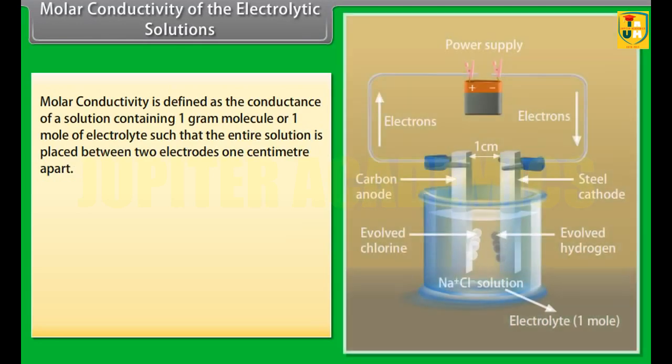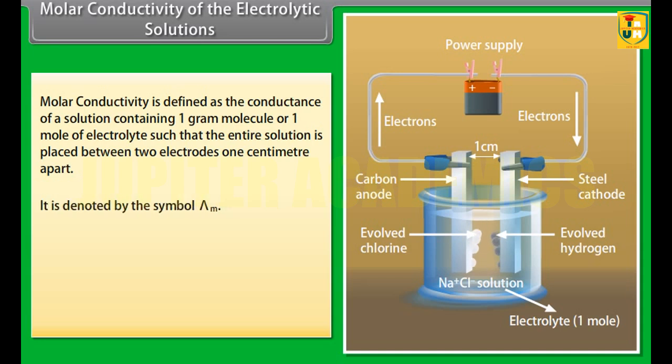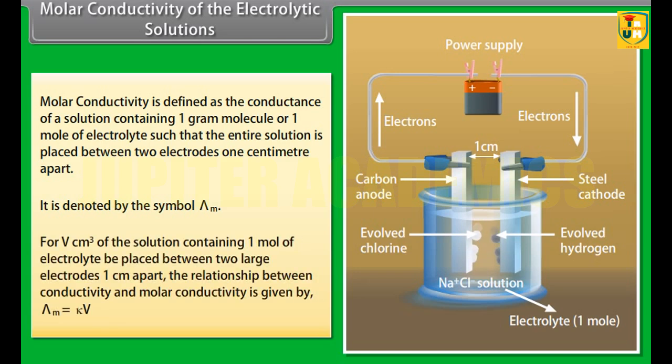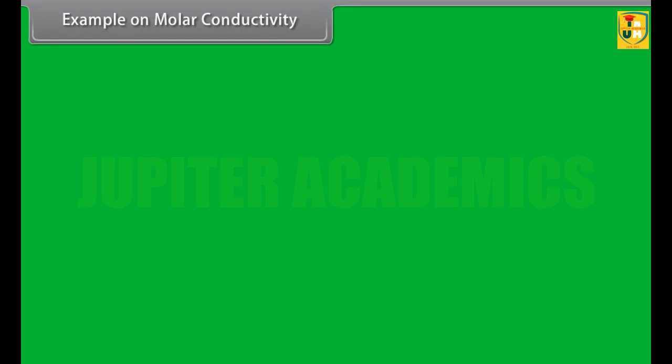Molar conductivity of the electrolytic solutions. Molar conductivity is defined as the conductance of a solution containing 1 gram molecule or 1 mole of electrolyte such that the entire solution is placed between two electrodes 1 centimeter apart. It is denoted by the symbol lambda m. For V centimeter cube of the solution containing 1 mole of electrolyte placed between two large electrodes 1 centimeter apart, the relationship between conductivity and molar conductivity is given by lambda m is equal to the product of kappa and volume.